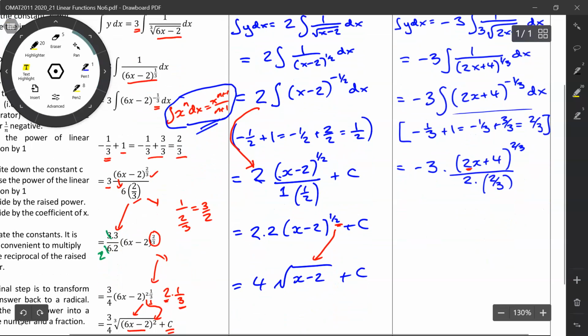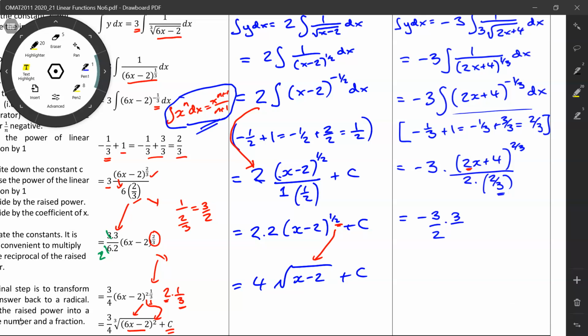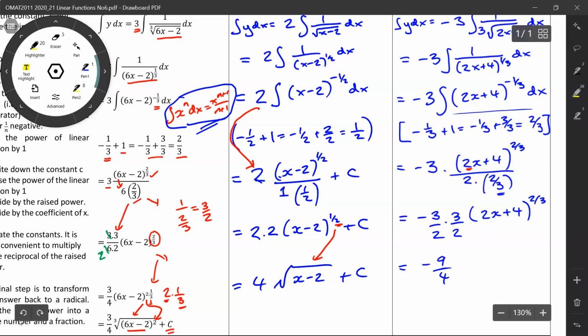The next step then, I'll just scroll down a little bit. Next step then is minus 3 divided by 2, the coefficient of x. And then we invert the raised power, so dividing by 2 over 3 is the same as multiplying by 3 over 2 times 2x plus 4 to the power of 2/3. And then we can tidy up that. None of these terms will cancel. So it's minus 9 over 4.